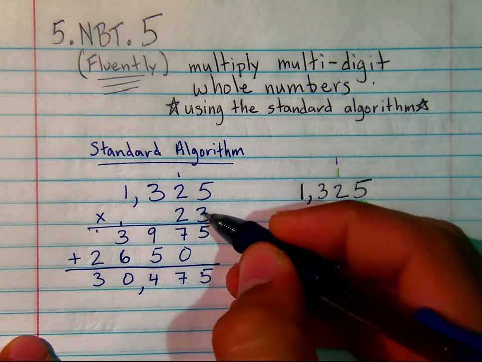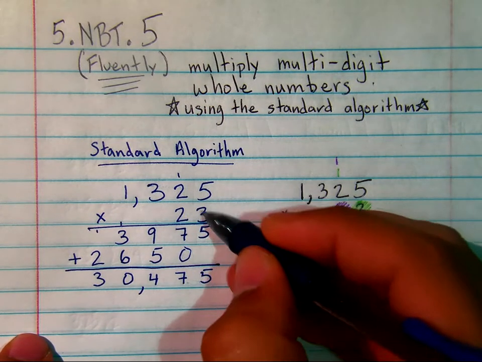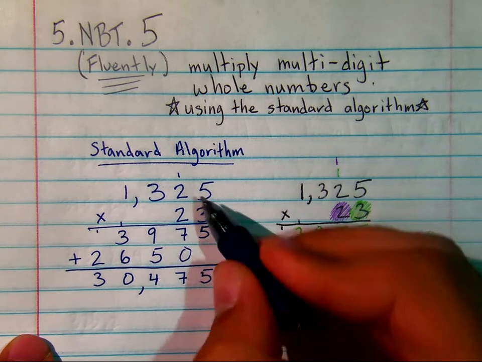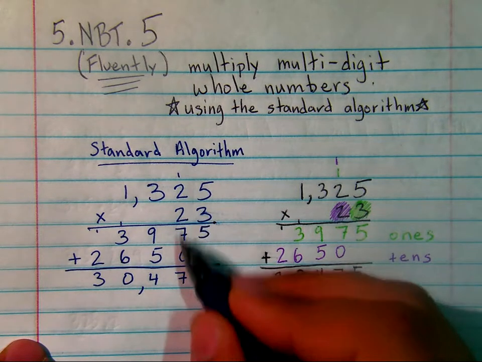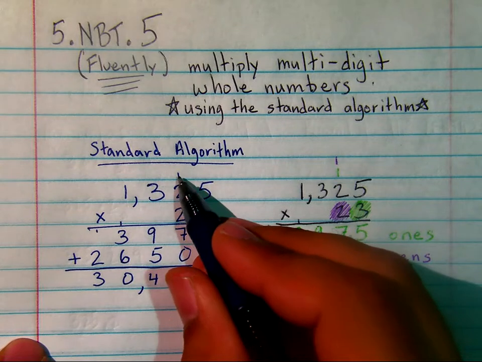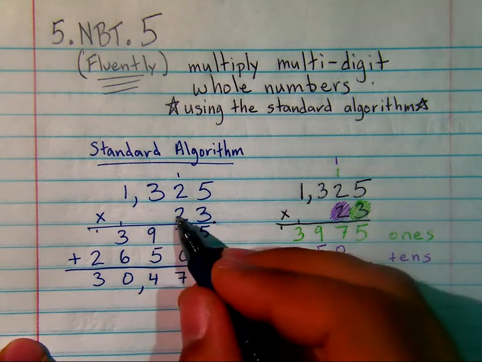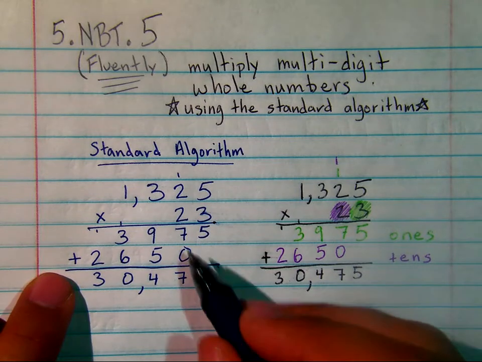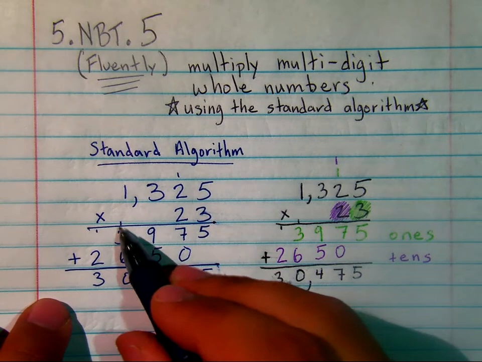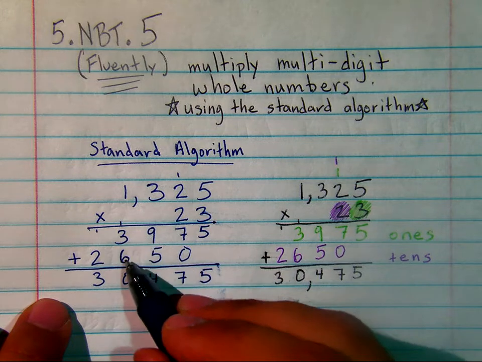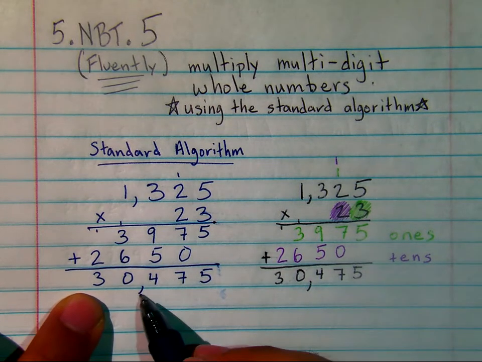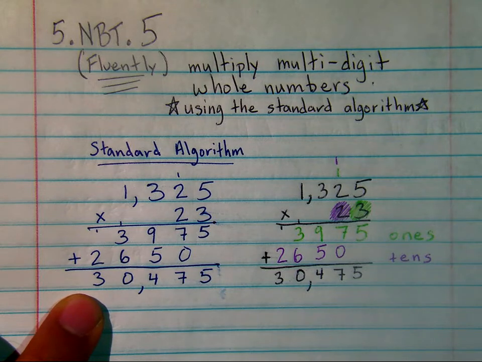So if I go 3 times 5 is 15, 3 times 2 is 6, that's 7, 3 times 3 is 9, 3 times 1 is 3, and I come over here and I go 2 times 5 is 10, carry the 1, 2 times 2 is 4, plus 1 is 5, 2 times 3 is 6, and 2 times 1 is 2. I add these numbers together, and that's 5 is 5, 7 is 7, 9 and 5 is 14, carry the 1, 3 and 1 is 4, plus 6 is 10, carry the 1, and this becomes 3. So then you put the comma, and your answer is 30,475.